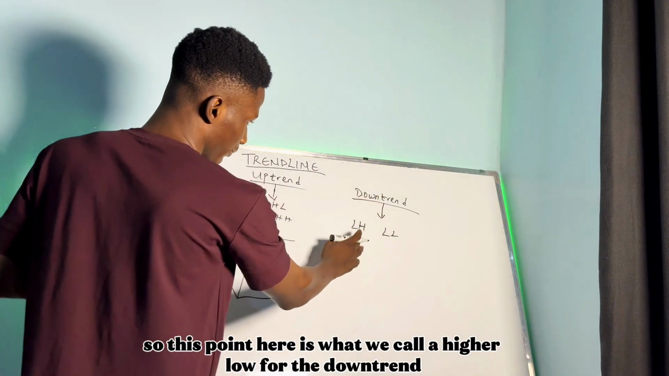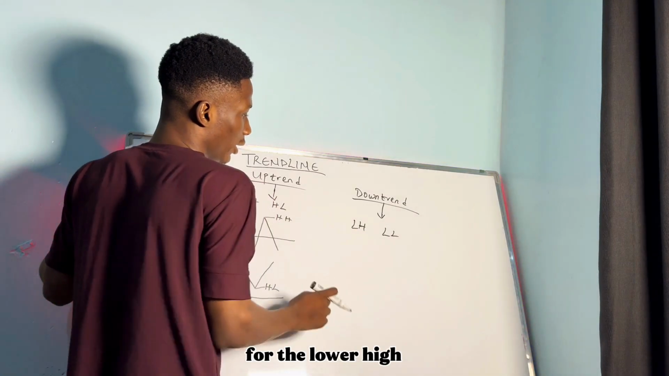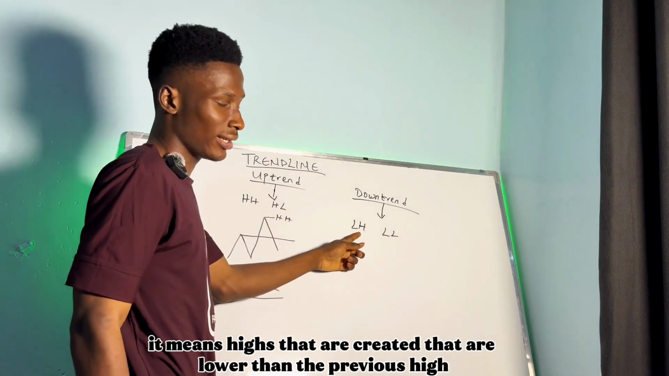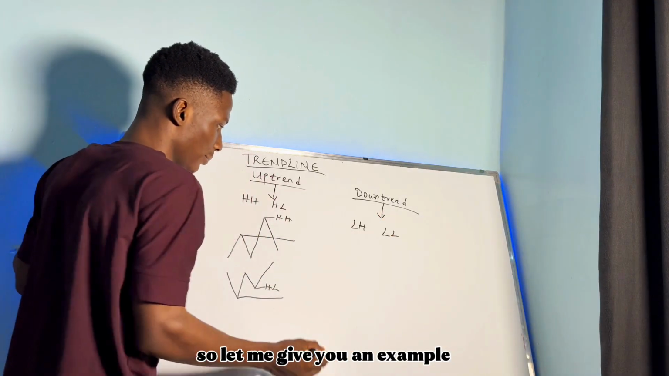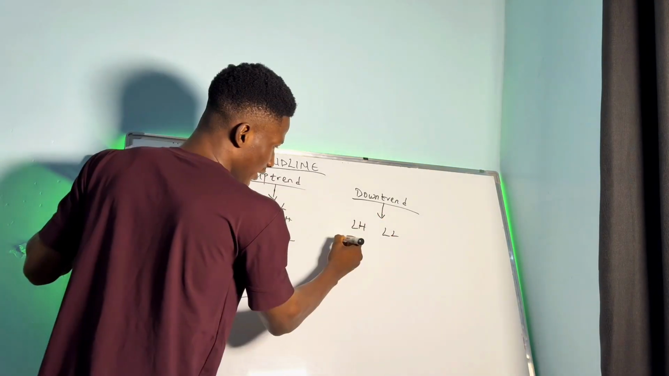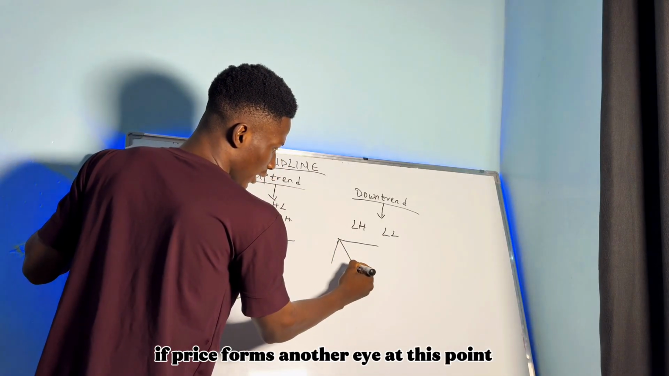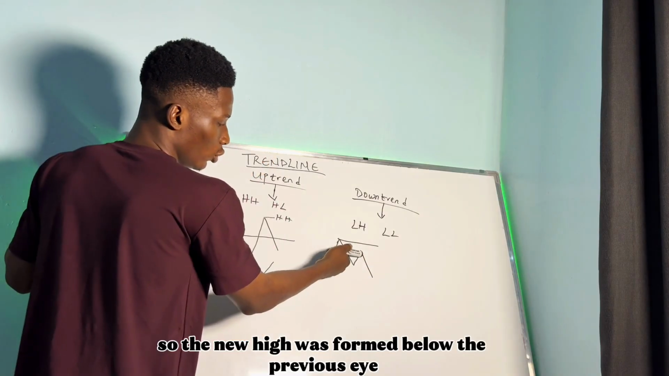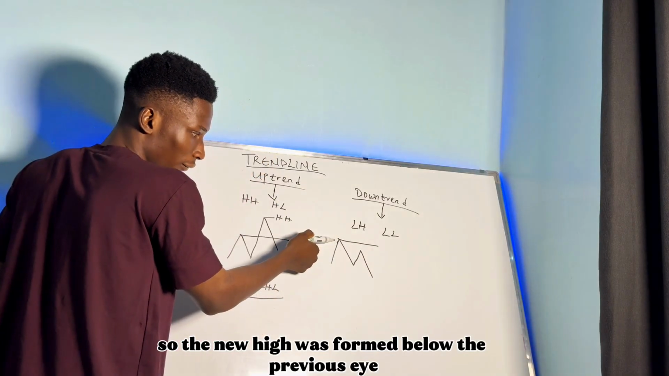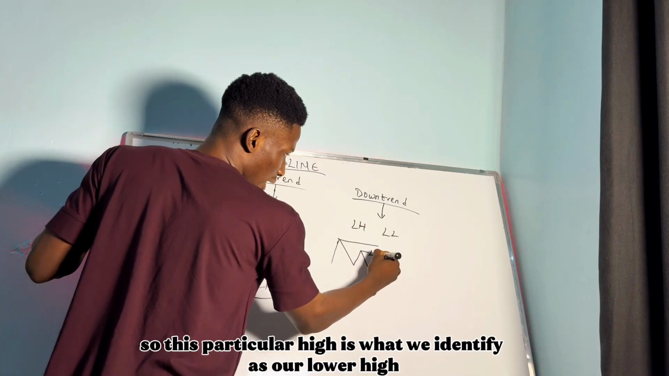For downtrend, you need to know what is lower high and lower low. For the lower high, it means highs that are created that are lower than the previous high. So let me give you an example. This is a high, an N shape. This is the level of the first high that was formed. If price forms another high at this point, the new high was formed below the previous high. So this particular high is what we identify as our lower high.